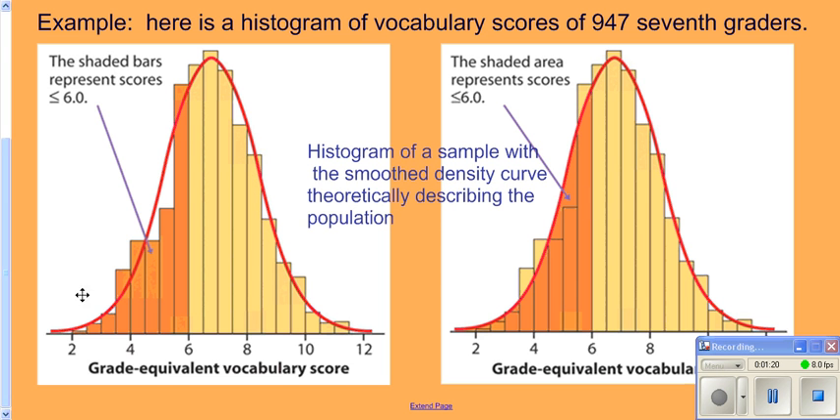Now, if you smooth out the top of these bars, you would end up getting this right here. So if you were looking for all the actual data that was less than a 6, that would be the heights of all these bars here. But if you smooth it out and you looked at the theoretical data that was less than a 6, that would be all the area underneath your smoothed out curve.